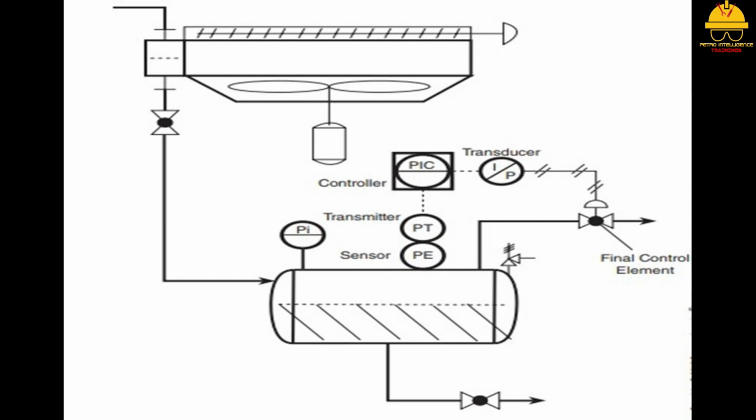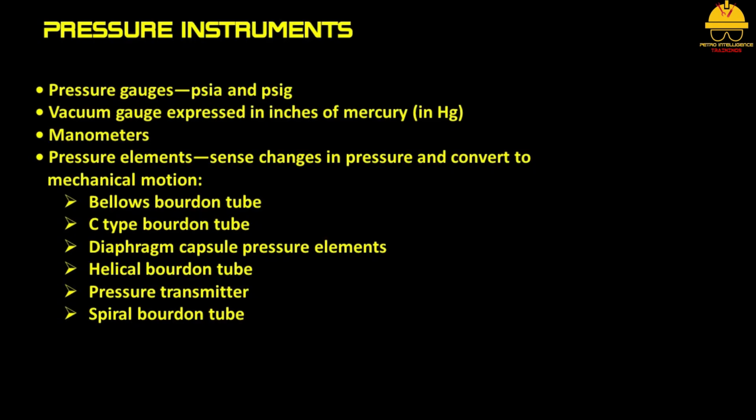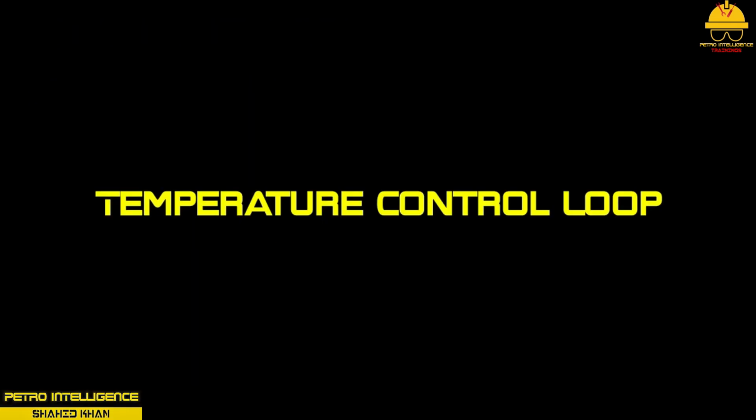These changes can impact product quality, so a variety of instruments have been invented and designed to monitor and control pressure. The instruments discussed in this video include the following: pressure gauges expressed in PSIA and PSIG, vacuum gauge expressed in inches of mercury, manometers. Pressure elements sense changes in pressure and convert to mechanical motion. Their types include bellows Bourdon tube, C-type Bourdon tube, diaphragm capsule pressure elements, helical Bourdon tube, pressure transmitter, and spiral Bourdon tube.